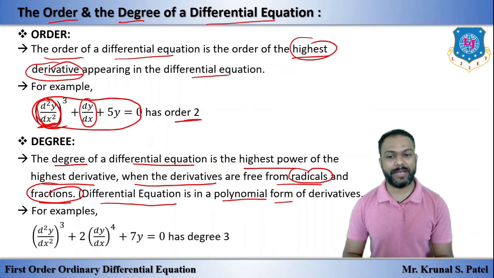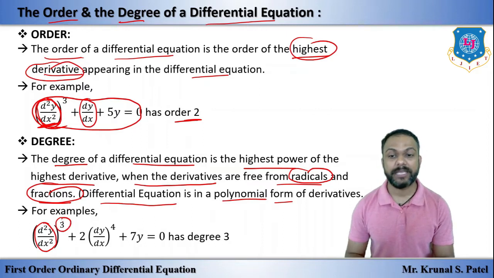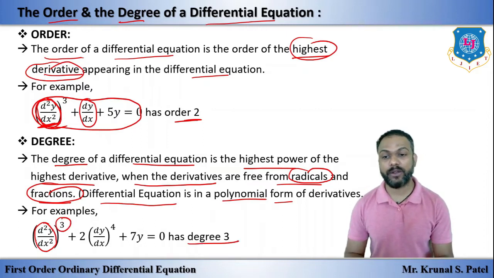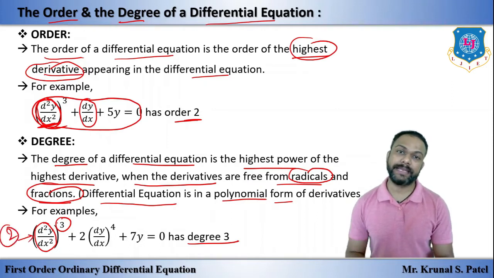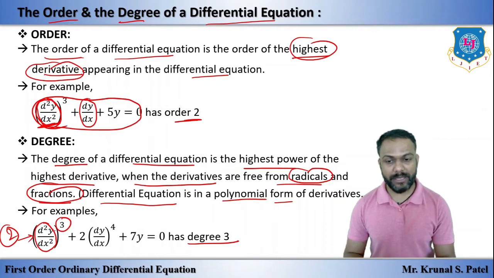Here you can find the highest derivative is the second, and the highest power of this highest derivative is 3. So the degree of this differential equation is 3 and the order is 2. So order 2 and degree 3. So order is the highest derivative, and degree is the highest power of the highest order.